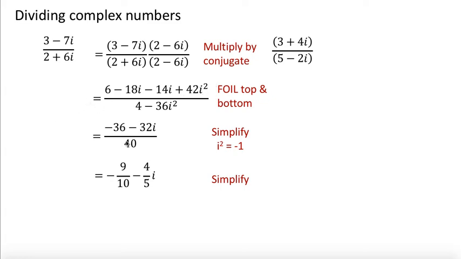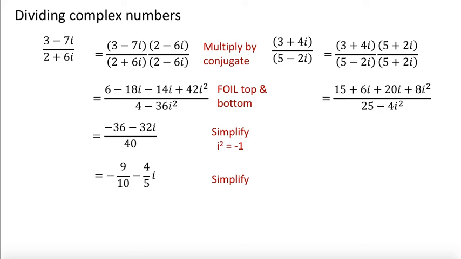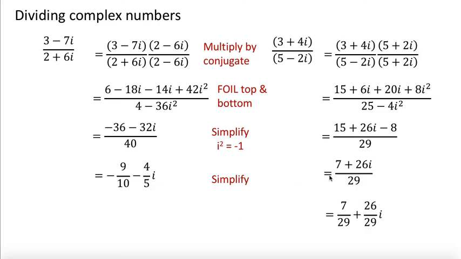Okay, same thing here, multiply by the conjugate, FOIL, expand, simplify, and simplify, and that's as low as you can go. Alright, here 36 over 40 you can simplify. In the previous two examples we could simplify nicely. Here 29, prime number, so you can't simplify it, so you leave it like that.